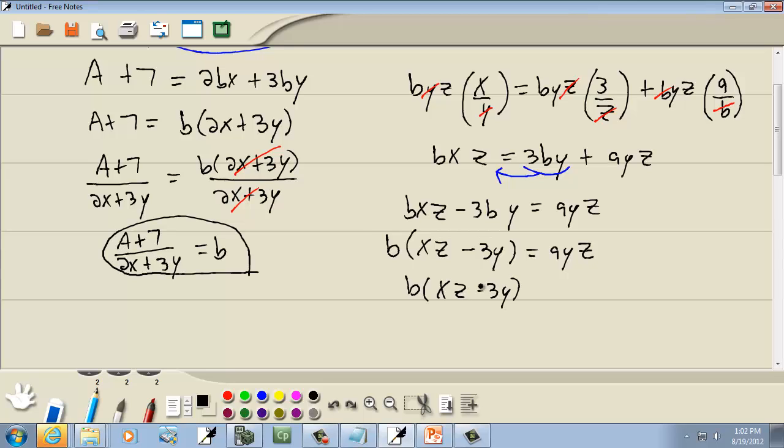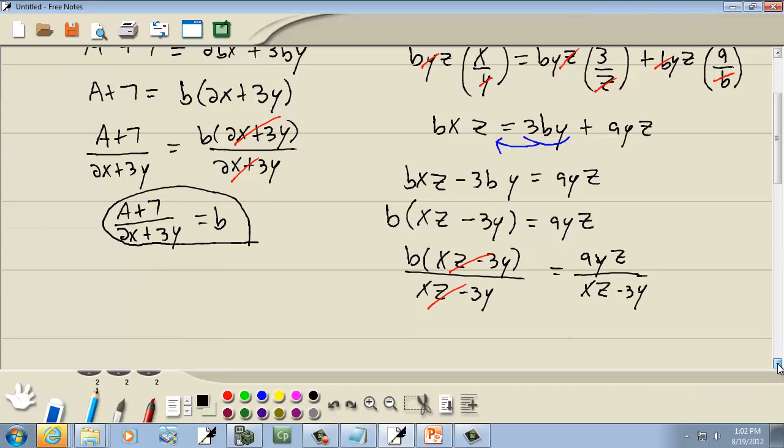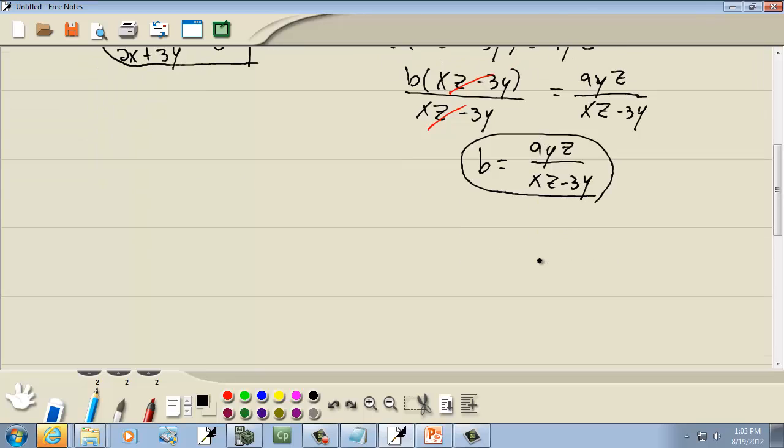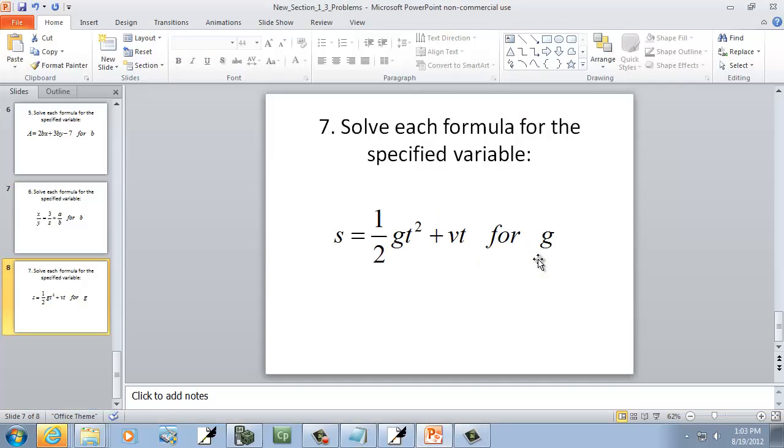By xz minus 3y. And do that. The xz minus 3y cancels that xz minus 3y. And we have b is equal to ayz over xz minus 3y. And that's our answer. Last problem.